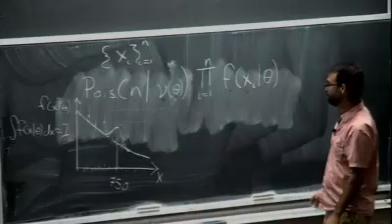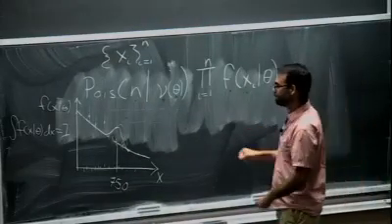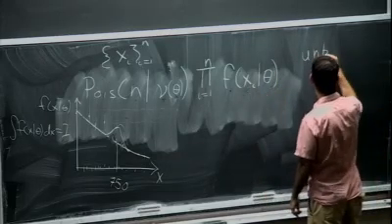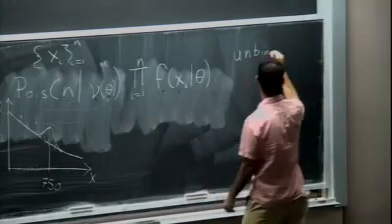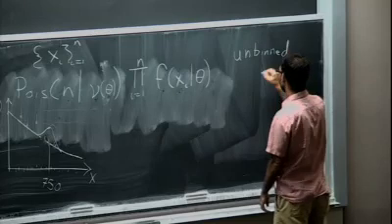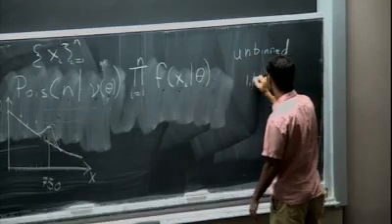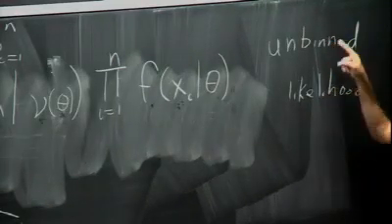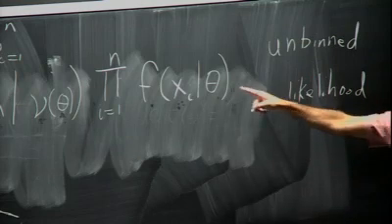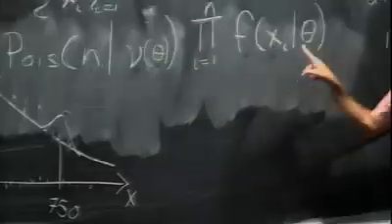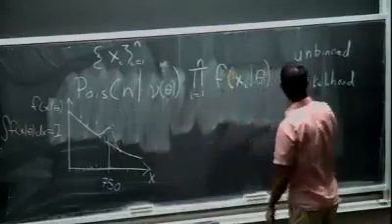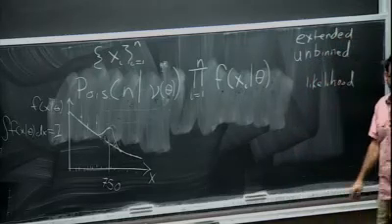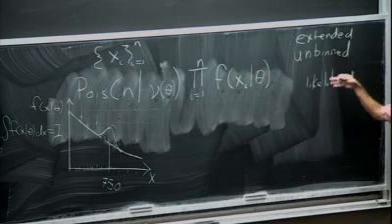Okay. So this picture right here, if the x's are all unbinned, this part right here is an unbinned likelihood. And often people talk about an unbinned maximum likelihood fit, which just means maximize this function with respect to theta. And when you include the Poisson term out in front, then you call it an extended unbinned likelihood, or an extended unbinned maximum likelihood fit, or something like that.